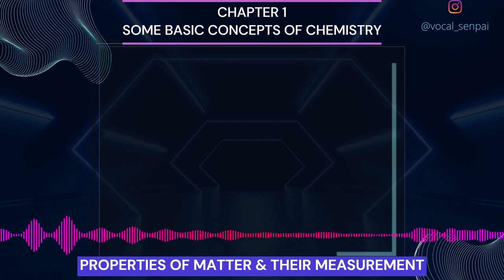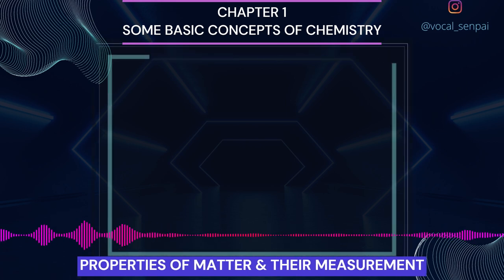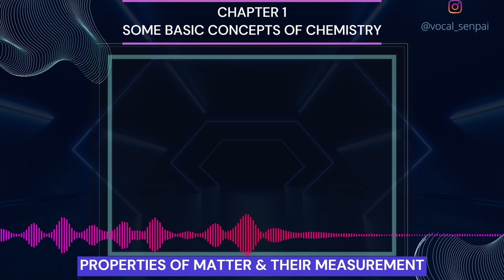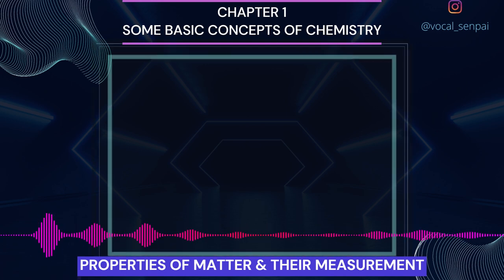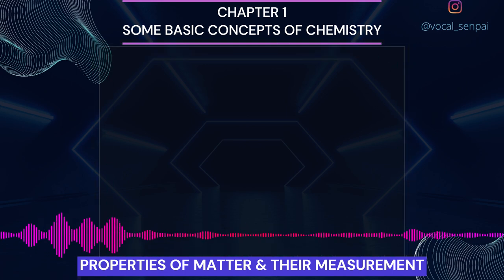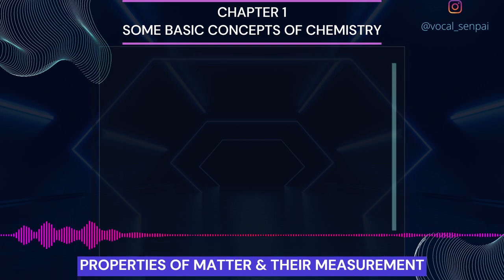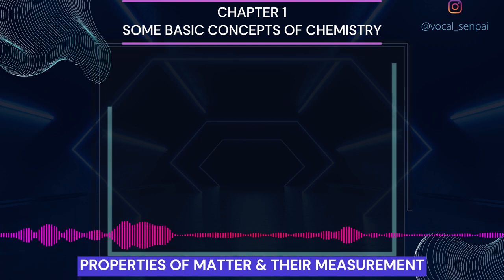Properties of matter and their measurement. Physical and chemical properties. Every substance has unique or characteristic properties. These properties can be classified into 2 categories: physical properties, such as color, odor, melting point, boiling point, density, etc., and chemical properties, like composition, combustibility, reactivity with acids and bases, etc.